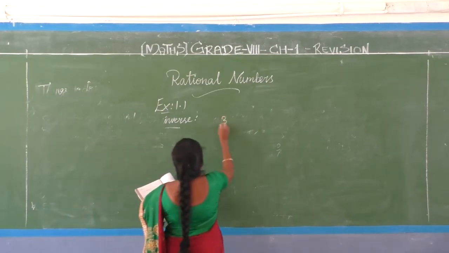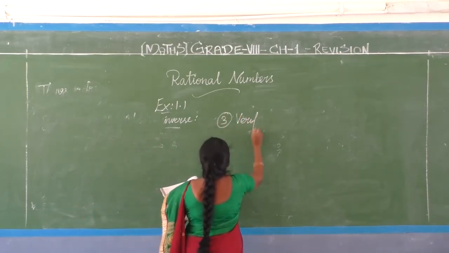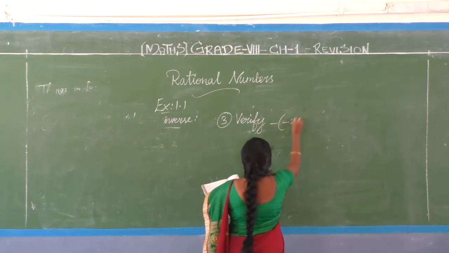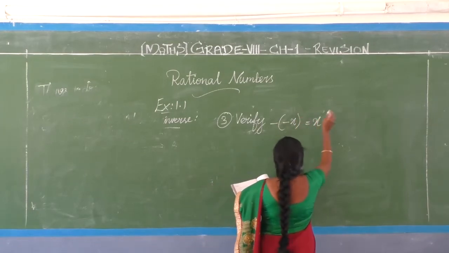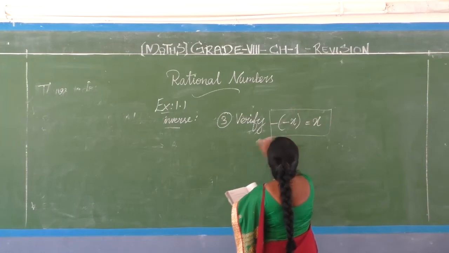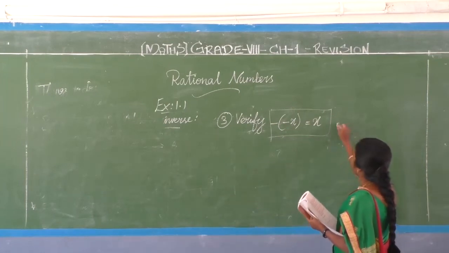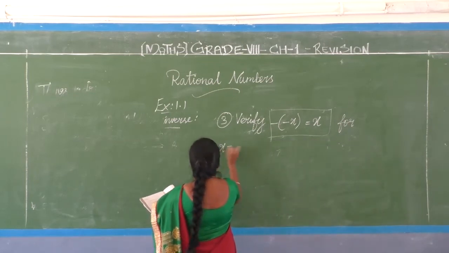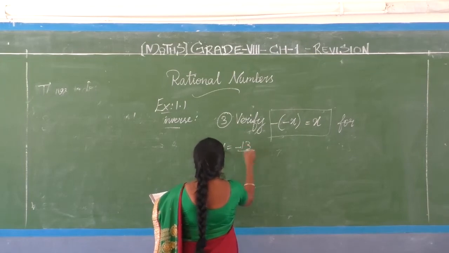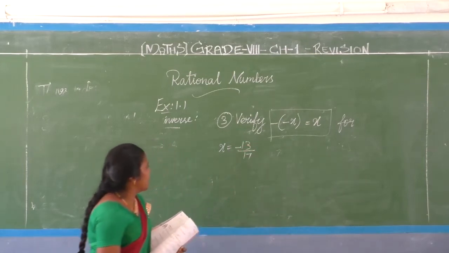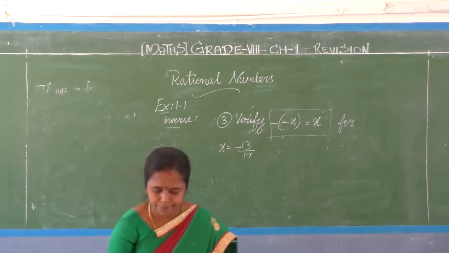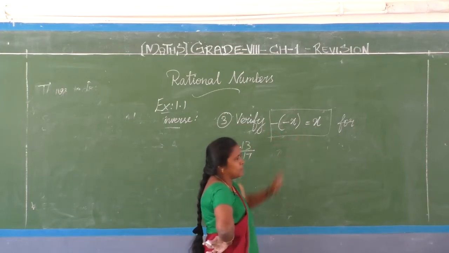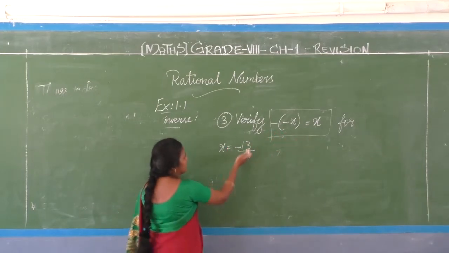Third section, verify the result. Minus of minus 6 is equal to plus 6. Clear? Verify the statement: minus of minus 6 equal to plus 6. For x, some values are given. For example, I have taken x equal to minus 13 by 17. What x value is given here? Minus 13 by 17. How to prove that result? What result is given? Minus of minus 6 equal to plus 6. Clear? The x value is given as minus 13 by 17.